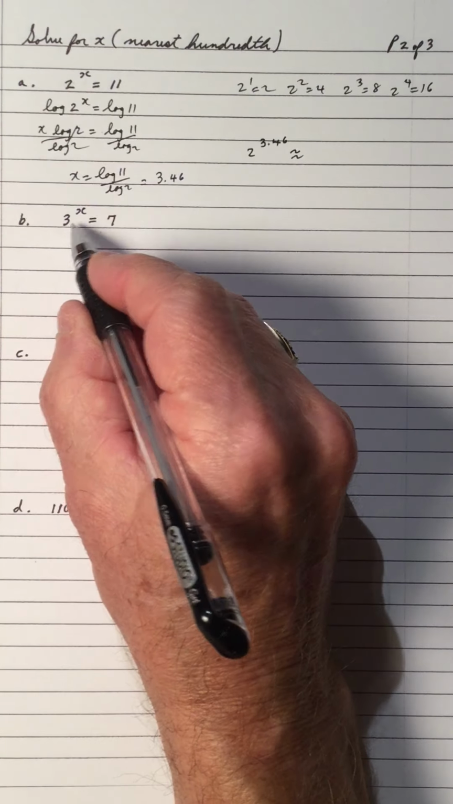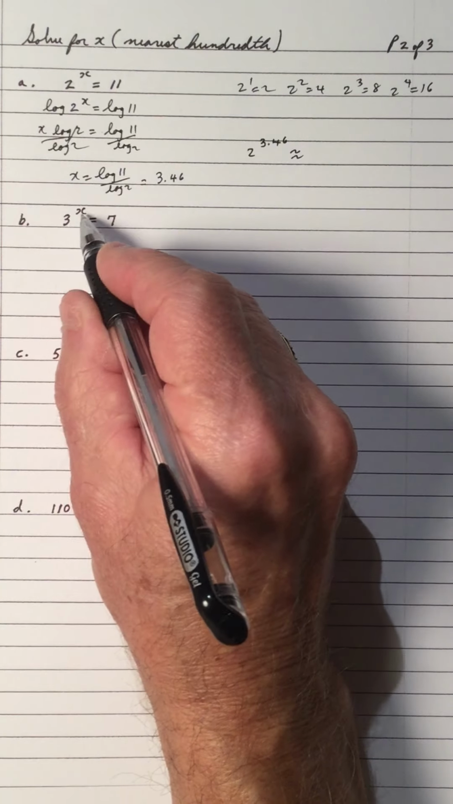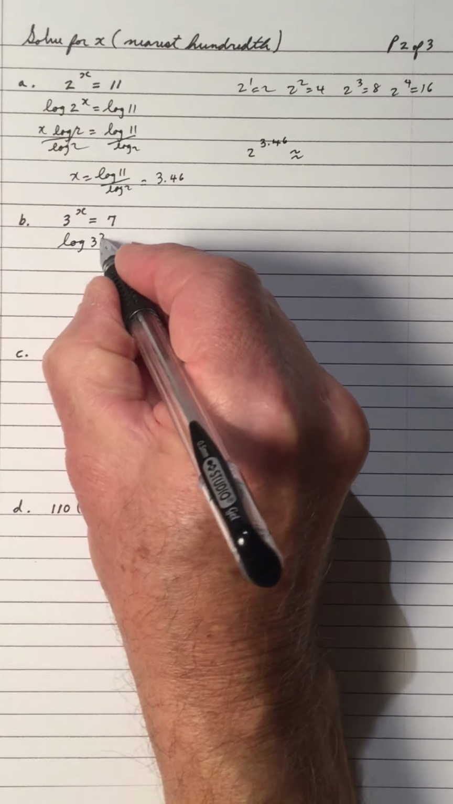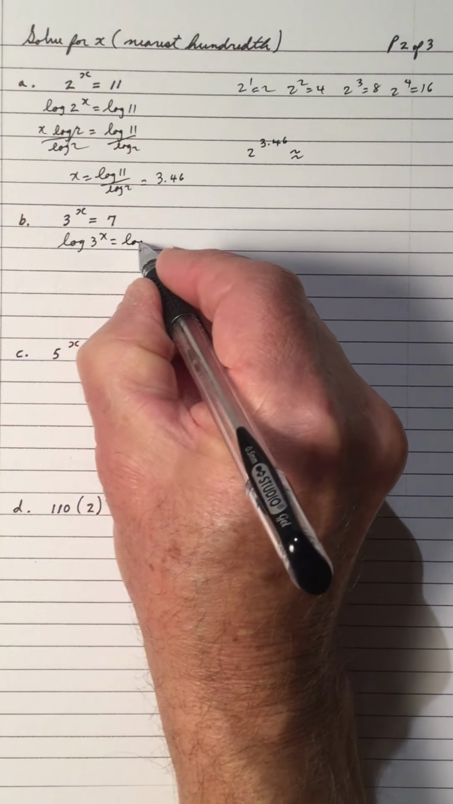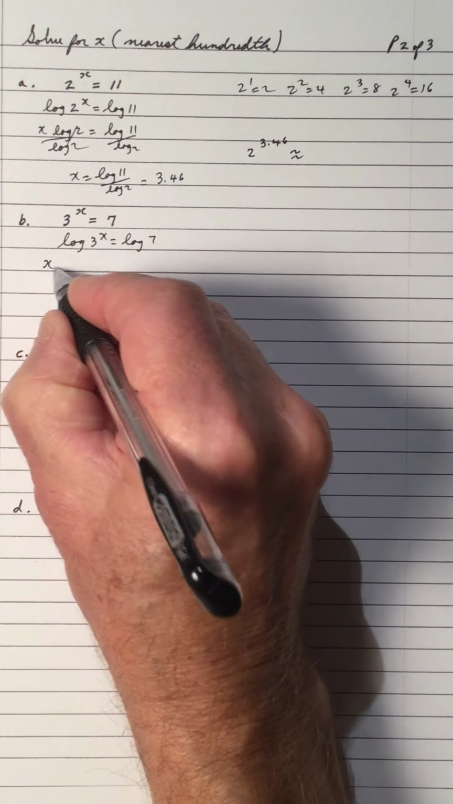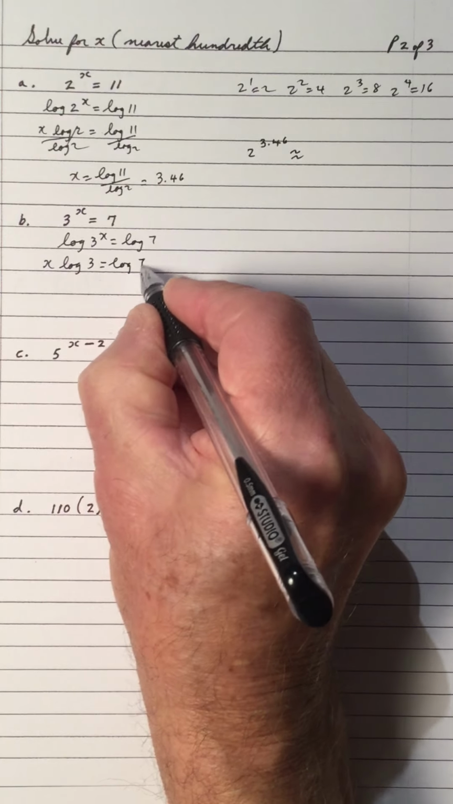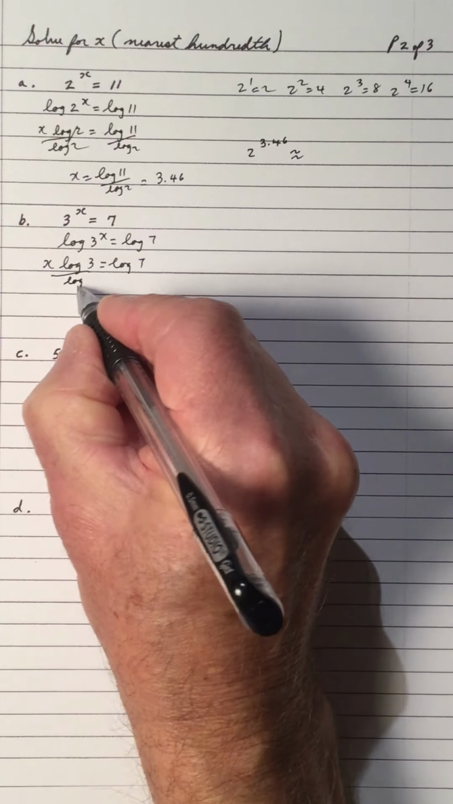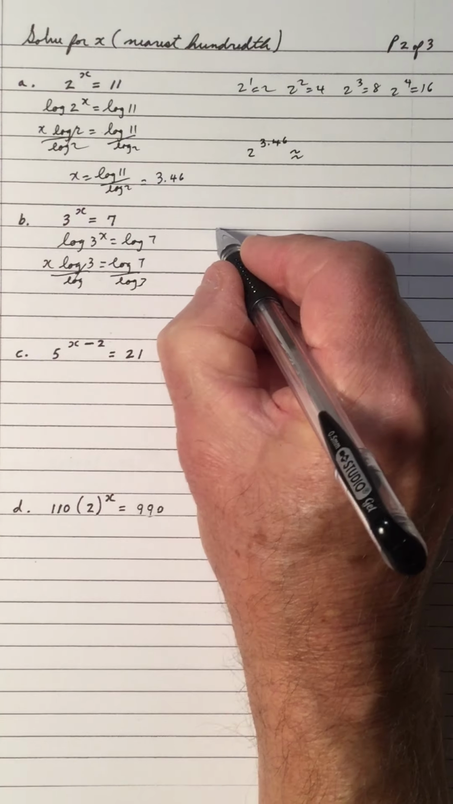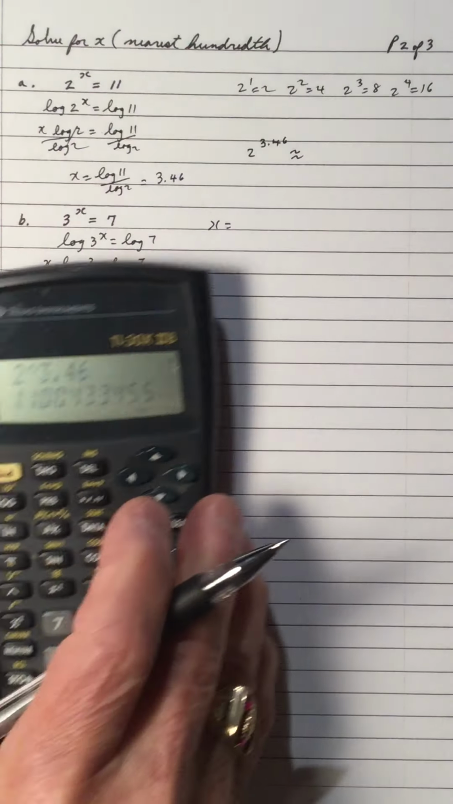So what power of 3 will give you a 7? So 3 to the 1 is 3. 3 squared is 9, so it's between 1 and 2. Again, we do the log of both sides. And the reason is that because x is in the exponent, it comes in the front because of the power rule. So now we divide both sides by log 3. So x equals the log of 7 divided by the log of 3.